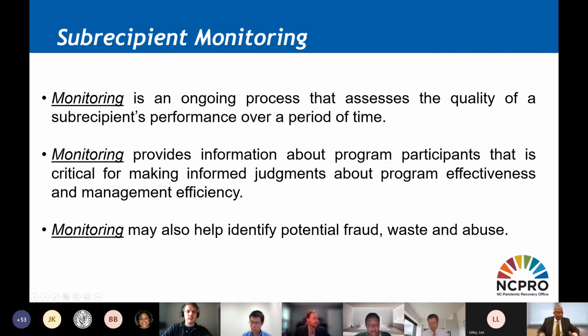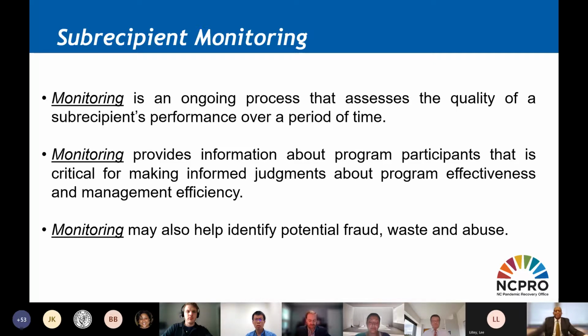And then there's monitoring. Monitoring should be considered as an ongoing process. And I'll emphasize that it's not a one-shot deal. It's not done once a year or whatever. It should be considered as an ongoing process, and with that process, it's our responsibility to assess the quality of the subrecipient's performance over a period of time.